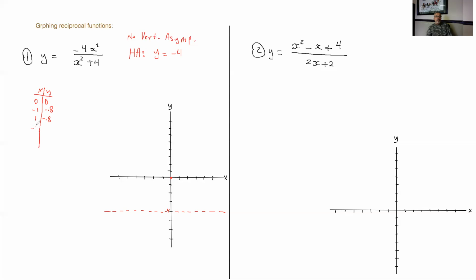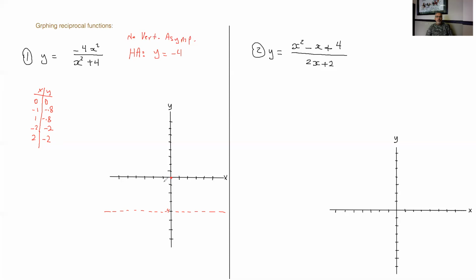I'm going to try also -2 and 2. So I'm going to put in the 2 there. That's 2 squared is 4 times -4 is -16. 2 squared is 4 plus 4 is 8. -16/8 is -2. So that gives me -2. The -2 also will give you -2, just because when you square a negative number here, it still gives you a positive. So the same solution that you got from 2, you're gonna get from -2.